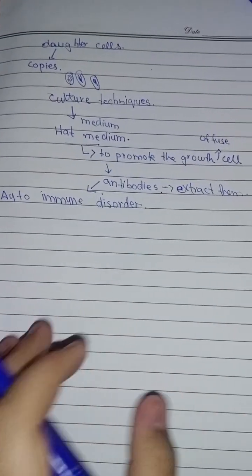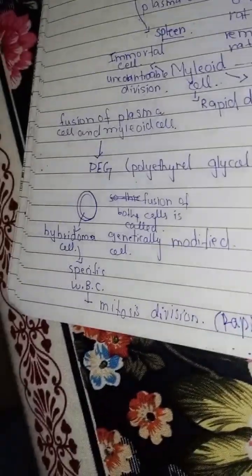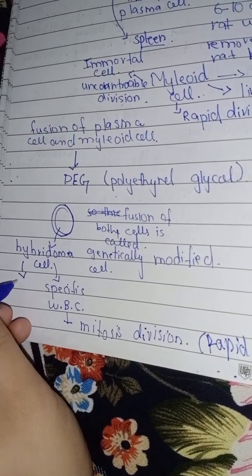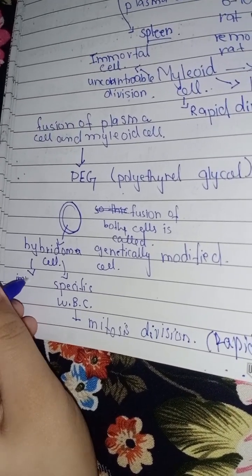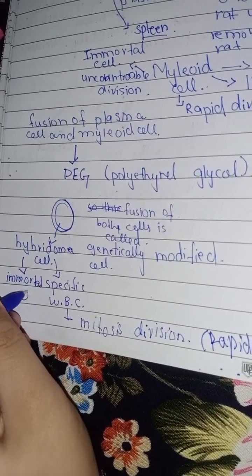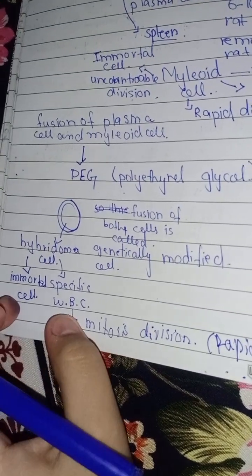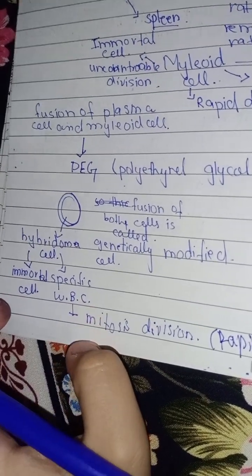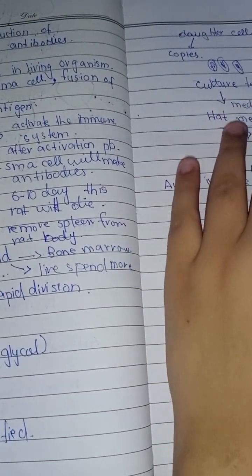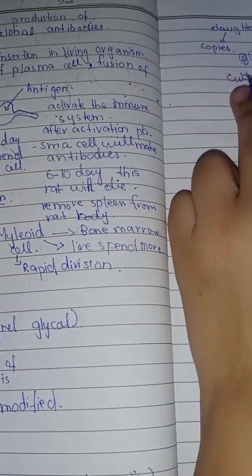So one thing I want to explain over here: hybridoma is an immortal cell. So the daughter cells will be made, and these will also be immortal daughter cells, copies of itself.